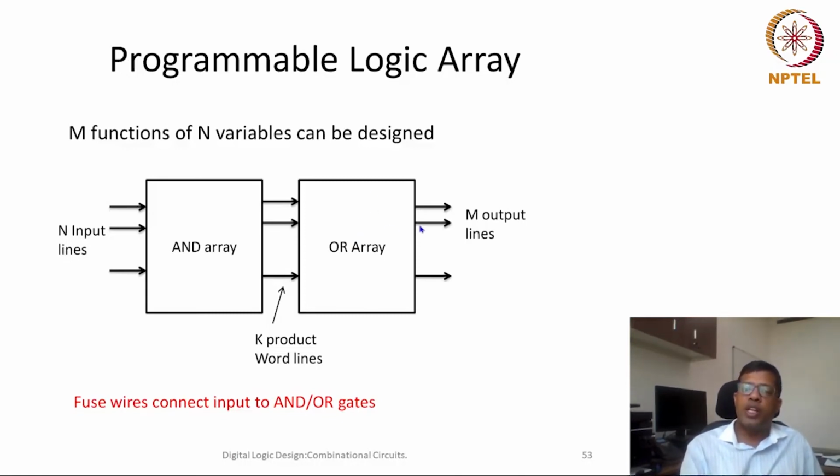Now what should be the value of k? Ideally it should be equal to 2 to the power n, so if there are n inputs, there should be 2 to the power n product terms. But because of optimality, it is usually kept below 2 to the power n, because not all the product terms would be required in all the functions. So this is how a programmable logic array works. It's a generic AND and OR array of gates, and the connections are made using fuse wires.